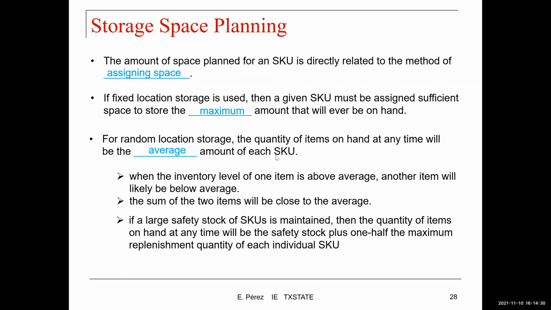So the sum of the two items will be close to average. If a large safety stock of SKUs is maintained, then the quantity of items on hand, instead of being the average at any time, will be the safety stock plus 1/2 the maximum replenishment quantity of each individual SKU.